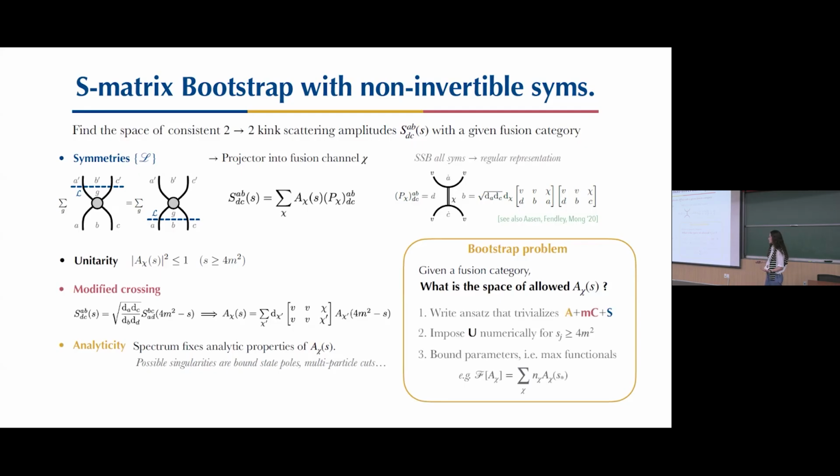And there's a machinery to solve this problem. So you can, for instance, write an ansatz that trivializes analyticity, modified crossing, and the symmetries, and impose unitarity numerically on a grid of points. And then you want to bound some parameter; you can choose what to bound. So for instance, you can maximize functionals of this type and explore the space of partial amplitudes at a given energy.